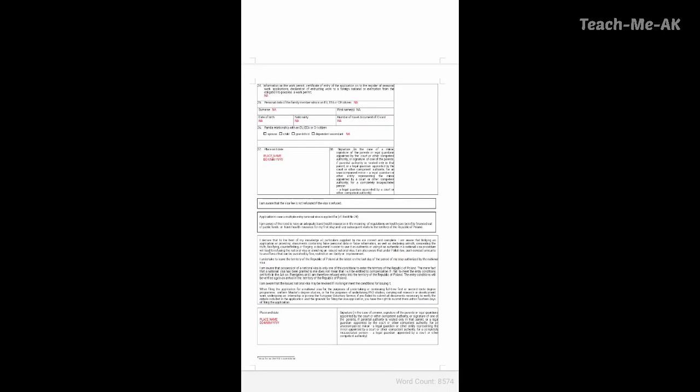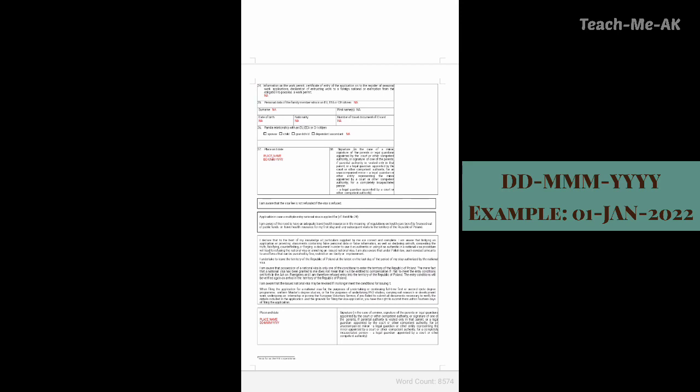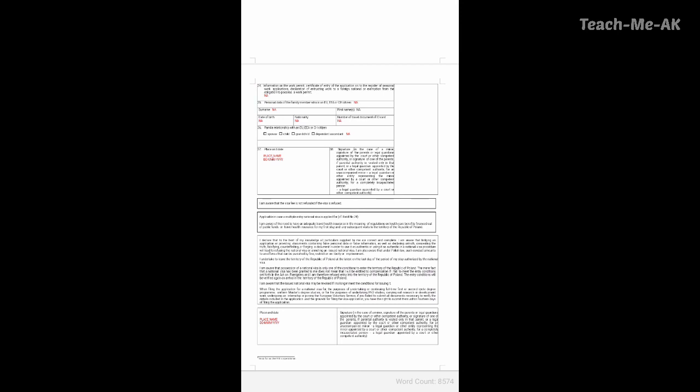And at the last page or the last section of your application form, again it is seeking place and date. Please mention the place name where you are submitting your visa application, and also the date in the format of DD-MMM-YYYY, the date when you are submitting your visa application.